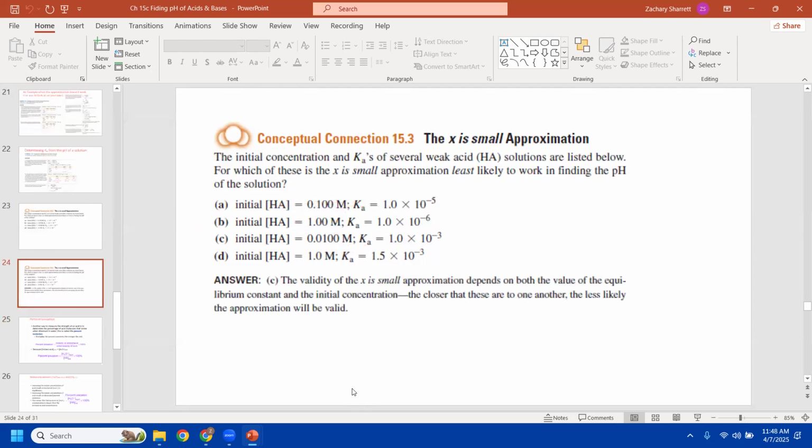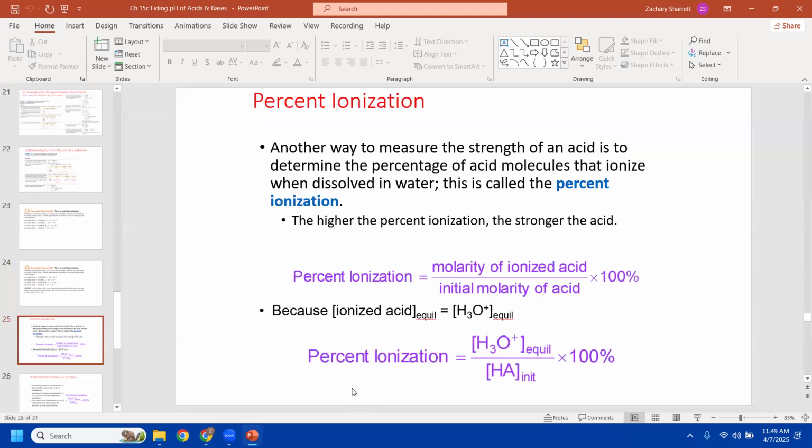The validity of the x is small approximation depends on both the value of the equilibrium constant and the initial concentration. The closer they are together, the less likely the approximation is to be valid. Okay? So you want your Ka to be very small and you want your initial concentration to be larger. And everything is relative. So if it's a question like this, look at your options and see which one makes the most sense. Okay?